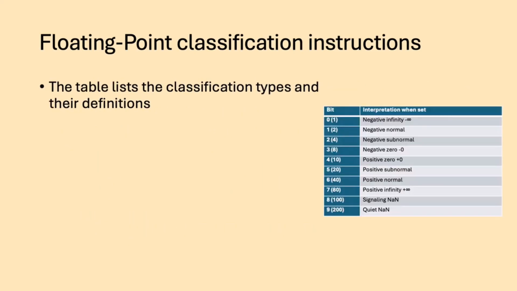So here we have a table listing these classification types and their definitions and the bit fields here. So negative infinity is when bit 0 is set. Negative normal is when bit 1 is set. Negative subnormal, you can see there, and so on all the way through right up to quiet, not a number.